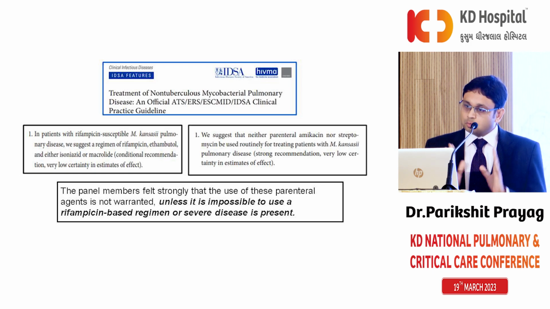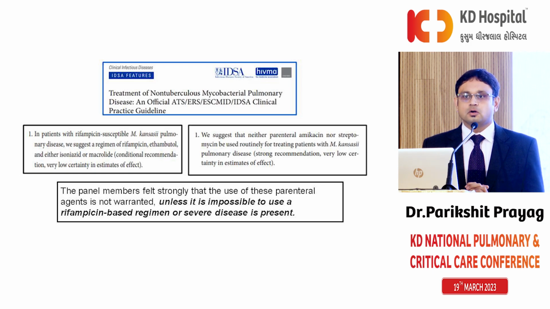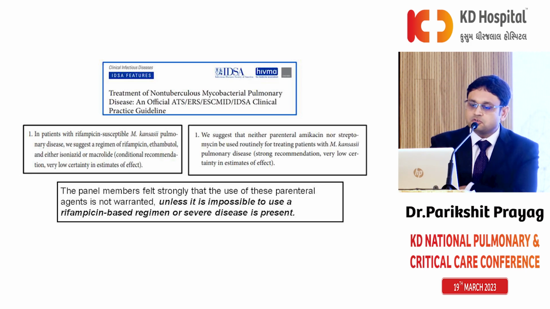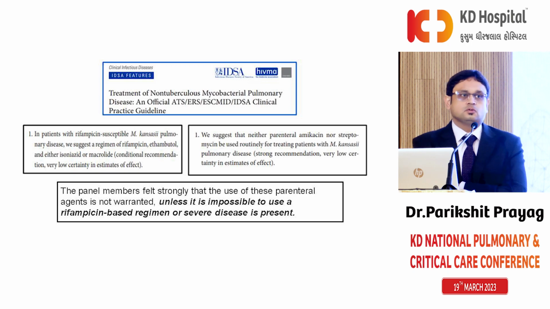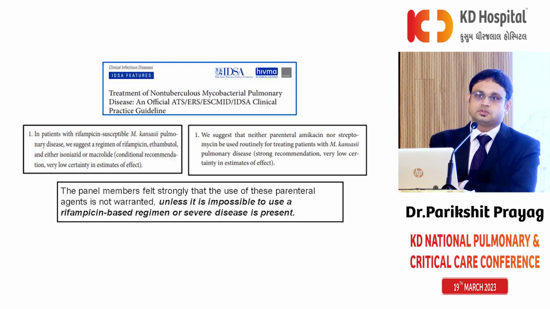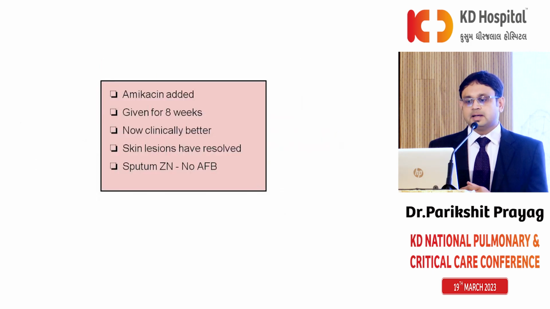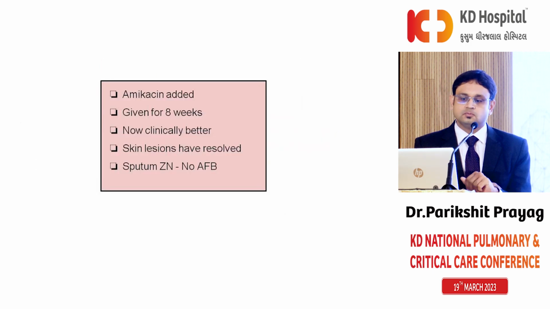Routinely, aminoglycosides are not recommended for rifampicin-susceptible isolates or for patients who are improving. But the guidelines do mention that if severe disease or refractory disease is present, amikacin is something you can consider. So a good fourth drug to add here would be something like amikacin, probably over fluoroquinolones. So that's what we did. Amikacin has been added. It has been given for 8 weeks now.